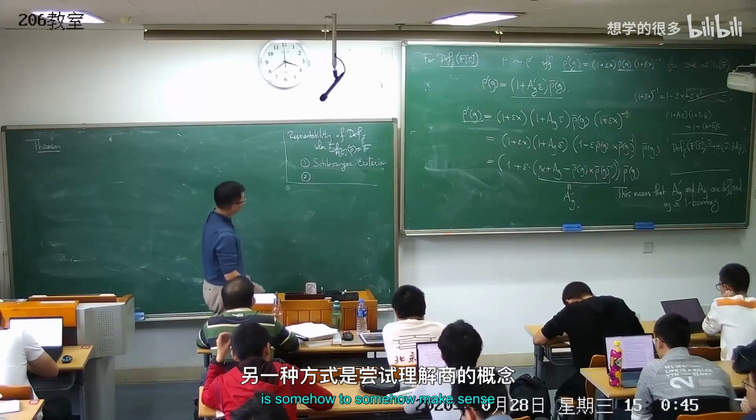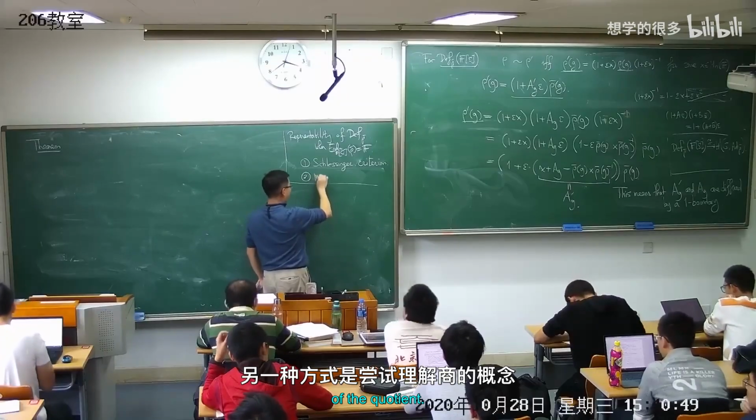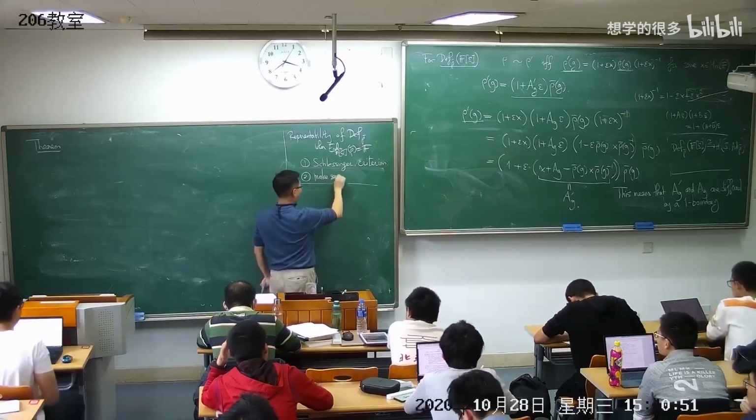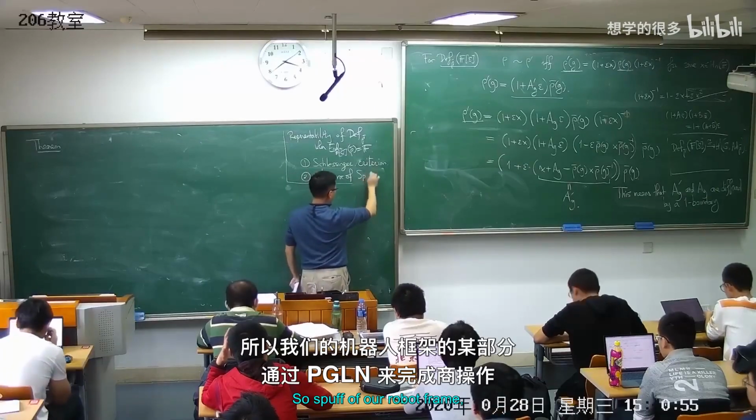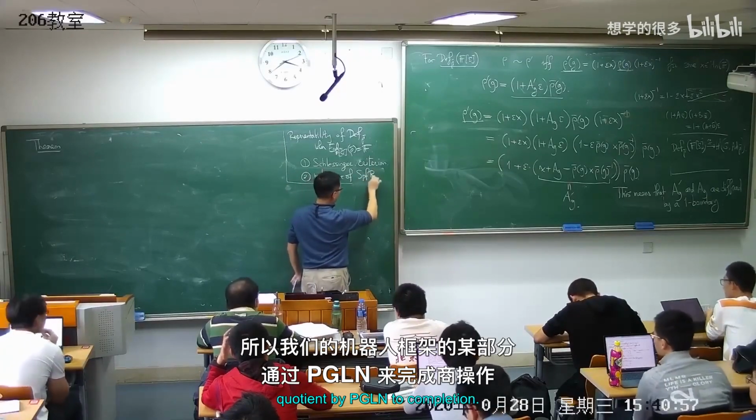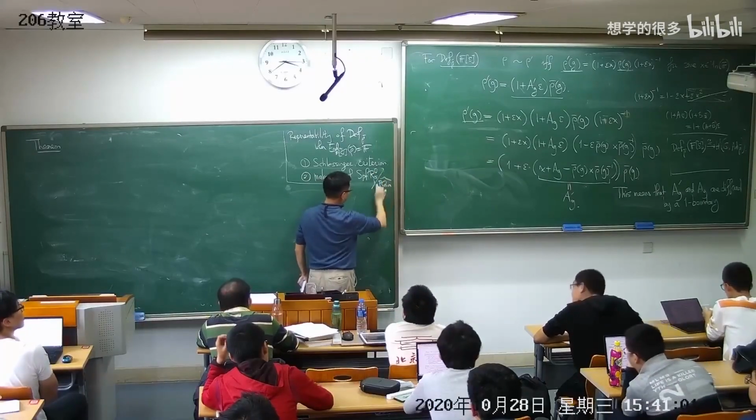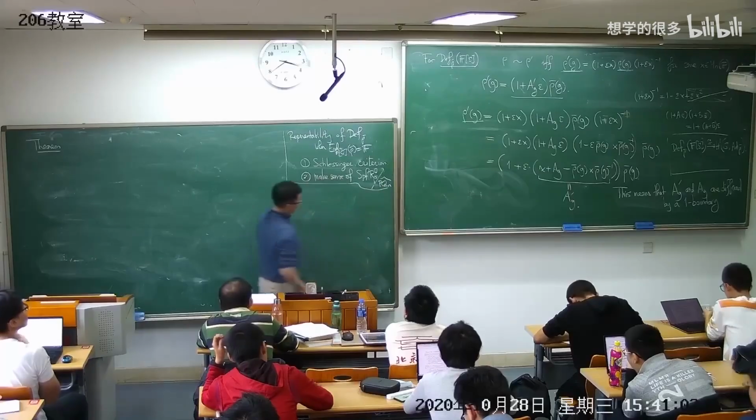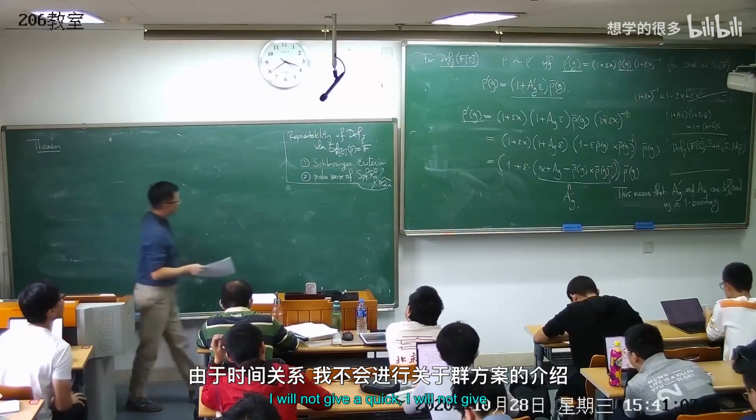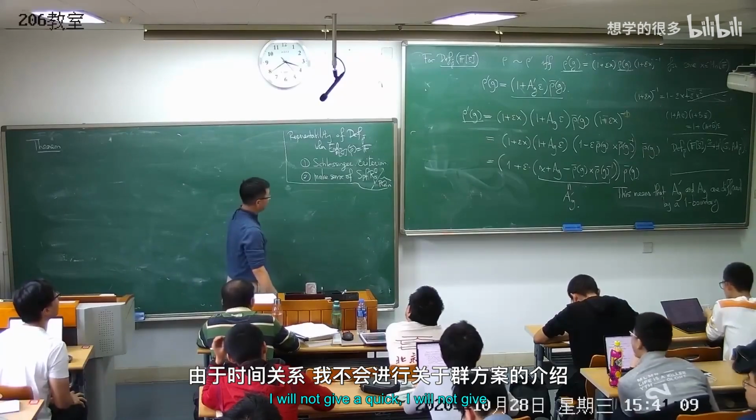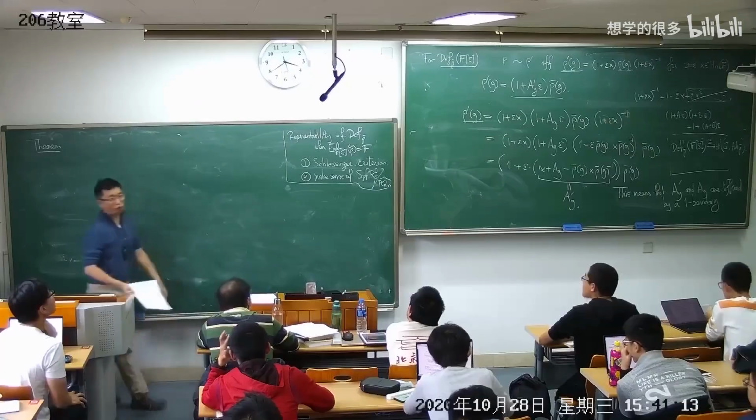Another way is to somehow make sense of the quotient I discussed last time. So Spf of R rho bar frame, quotient by PGL N, and then completion. Because of the time, I will not give an introduction to group schemes.